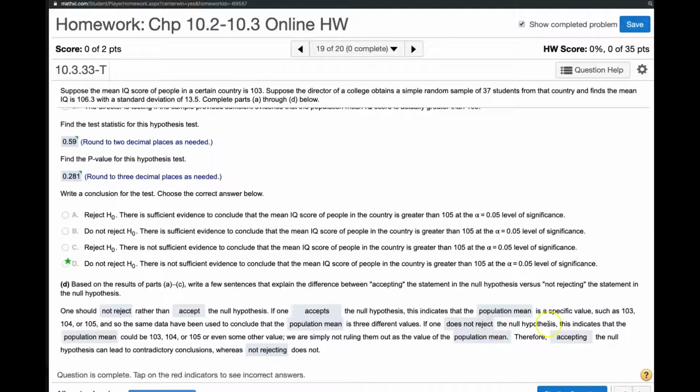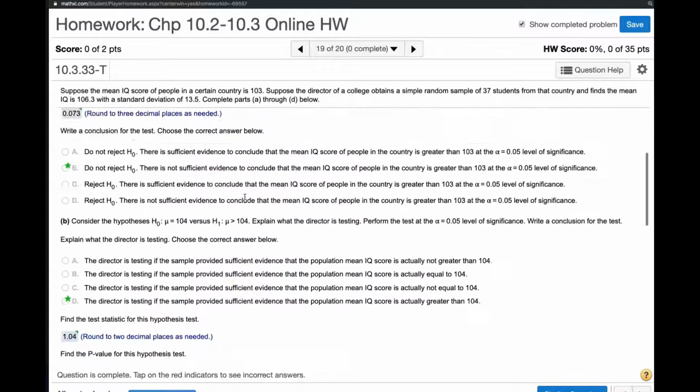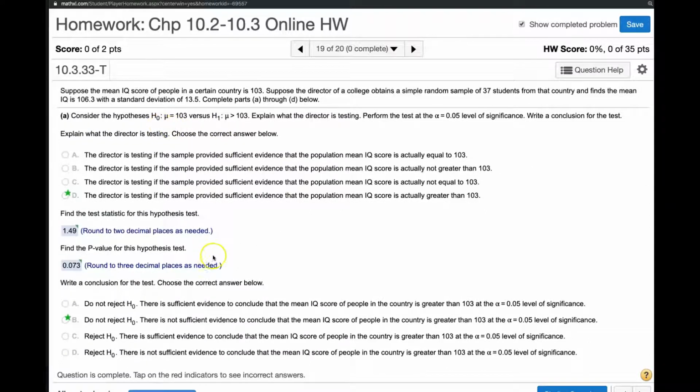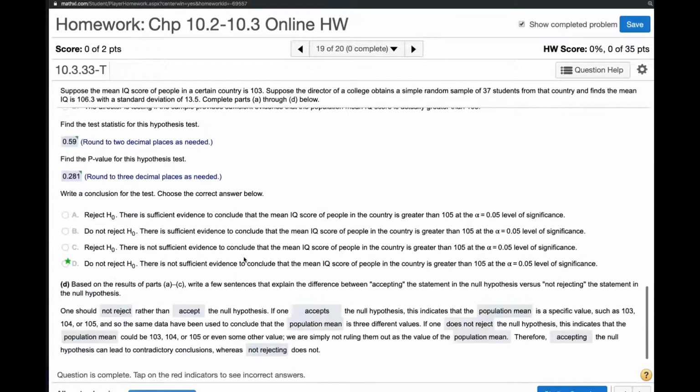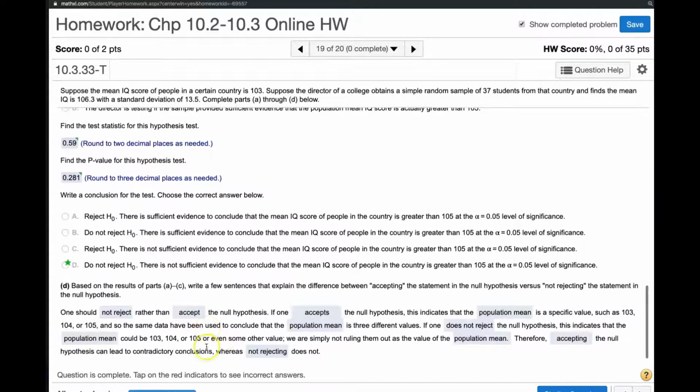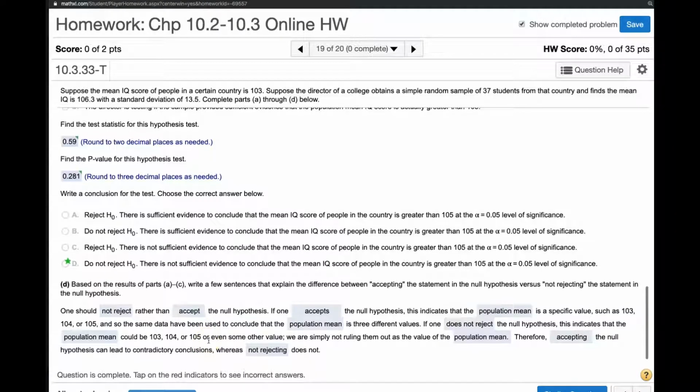And so if we do not reject the null hypothesis, this indicates that the population mean could be one of those values or some other value. We're just not ruling them out as a value of the population mean. Therefore, accepting the null hypothesis can lead to contradictory conclusions, because if we accept it in all of those cases, 103, 104, then we're saying it's all of those values, but it's not. We're just saying that we cannot reject that it's one of those values.